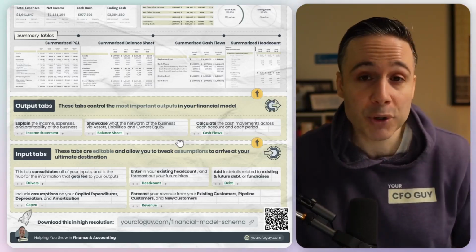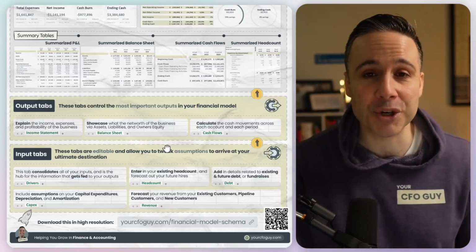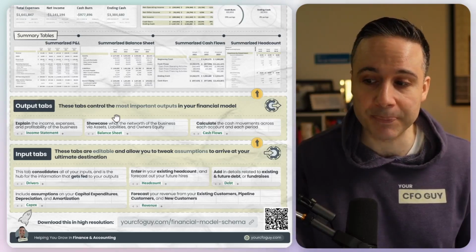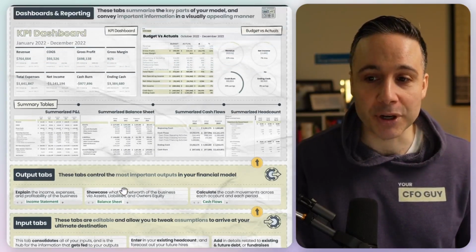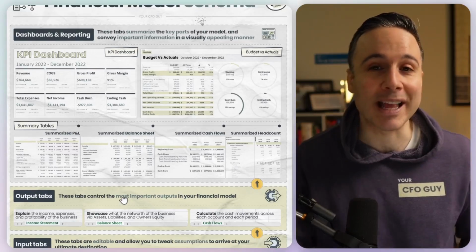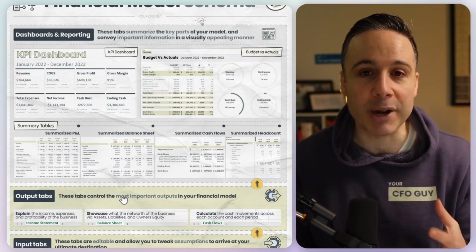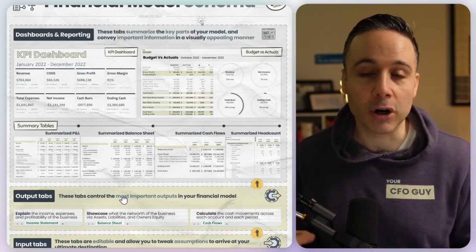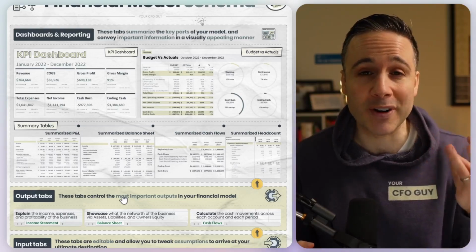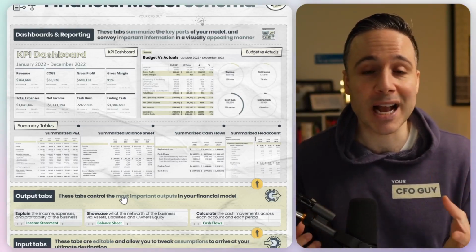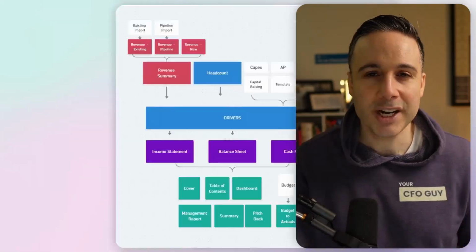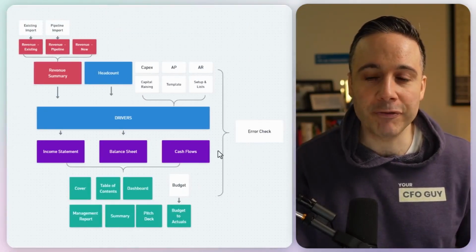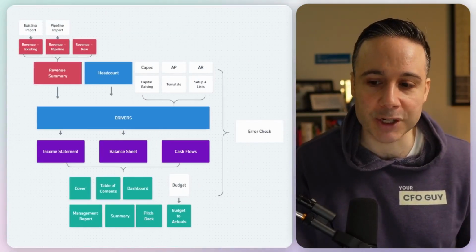In this example, the most important output tabs in your financial model are going to be your income statement, balance sheet, and statement of cash flows. The output tabs, though, should ideally be aggregated into some beautiful dashboards and reports where we could understand all sorts of information related to our three financial statements, or a budget versus actual, or a comparison against a prior period or a prior year. Here's an example of a schema of a fully built out detailed financial model.